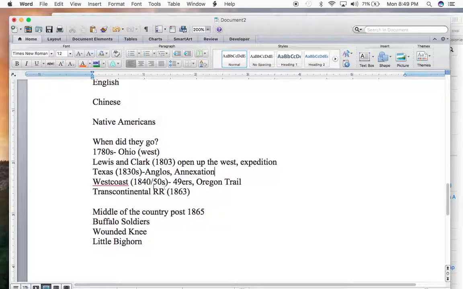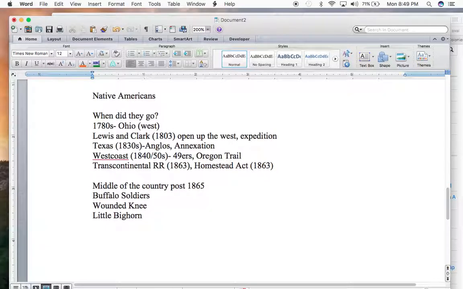And then on the West Coast, the 1840s and 50s, we mentioned the 49ers. We didn't mention the Oregon Trail. And we can go into the 1860s with the Homestead Act, as well as the building of the Transcontinental Railroad in 1863. So it's interesting that just because the Civil War was on, it didn't mean that westward expansion stopped. It's really fascinating what was happening out west while the country was being torn into two. So this is largely Lewis and Clark right through here. This is going to be the focus of our class quite heavily this year.